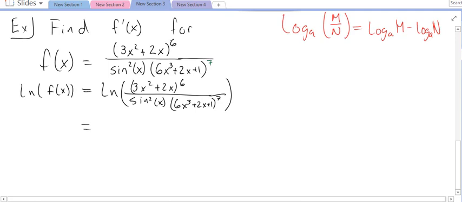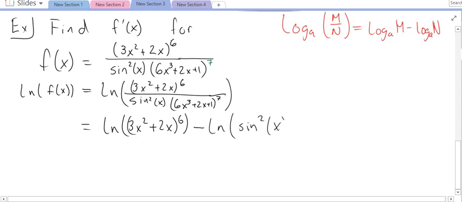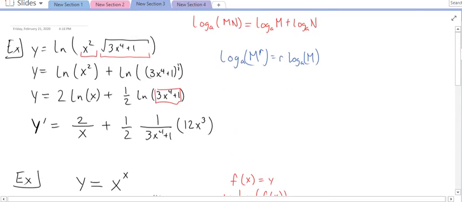So what we'll get is the natural logarithm of (3x squared plus 2x) all raised to the 6th, minus, we'll take the logarithm of the bottom here, so sine squared of x times (6x cubed plus 2x plus 1), and that whole quantity raised to the 7th. Now, we can keep cleaning this up a little bit. So for one thing, this 6 out in our exponent can come down in front. And then this whole second bit here can be split up using our first rule for splitting up logarithms.